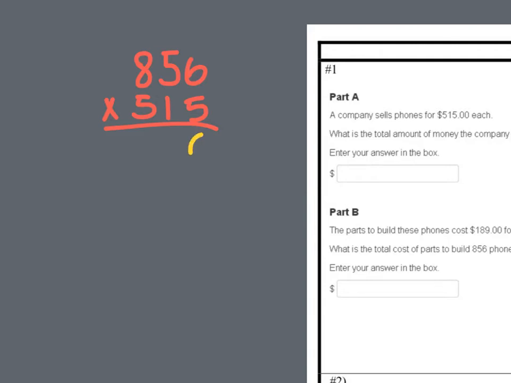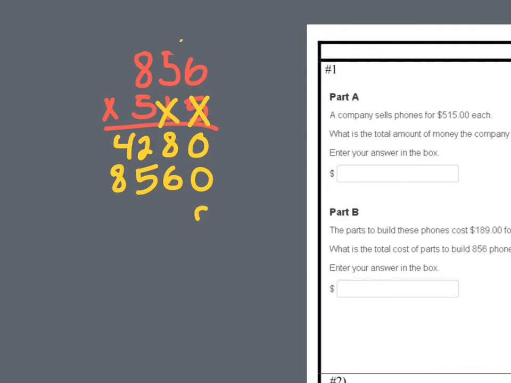5 times 6 is 30, carry the 3. 5 times 5 is 25, add 3 makes 28, carry the 2. 5 times 8 is 40, add 2 would be 42. Let's go and erase the numbers up top. Let's go and cross out our 5, place our 0, because we're moving to the tens place. 1 times 6 is 6, 1 times 5 is 5, and 1 times 8 is 8. Cross that one out. Now we put 2 zeros because we're moving to the hundreds place.